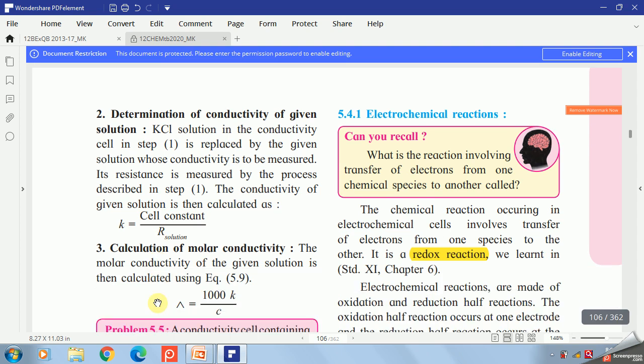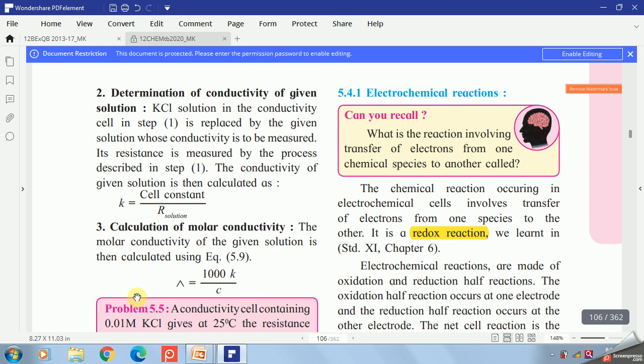Then calculation of molar conductivity. So the molar conductivity of given solution is calculated by using this formula: 1000 K divided by C. So in the previous step we calculated the conductivity, and substituting that value with known concentration of the given solution, we can calculate the molar conductivity of your solution.